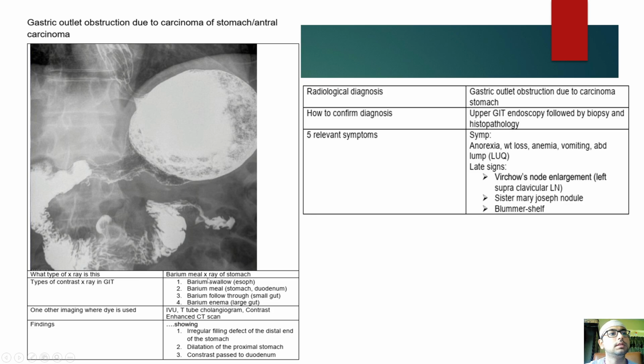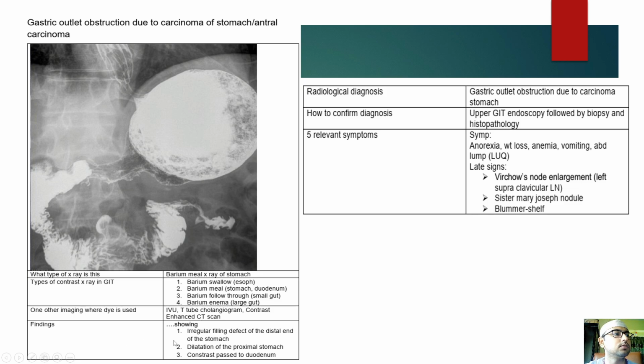This is the barium meal X-ray of the stomach. It shows barium shadow in the esophagus here, barium meal in the stomach and duodenum also, and follow-through of the small gut, and barium enema of the large gut. Sometimes you can see this dye is used in IVU, T-tube cholangiogram, and contrast in CT. So the same dye can be used in different imaging tests.